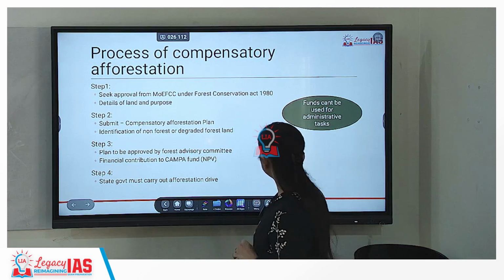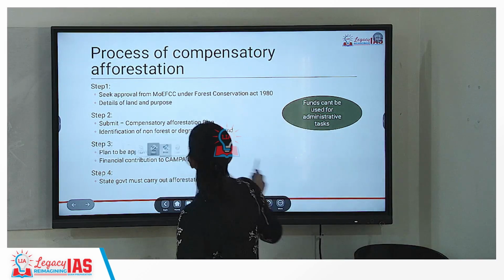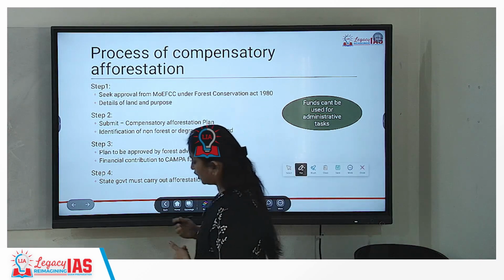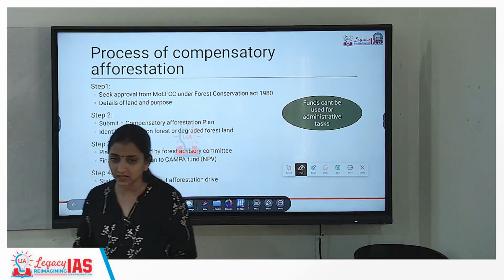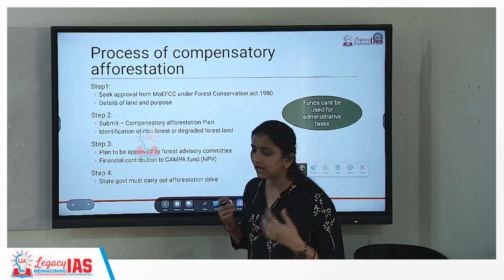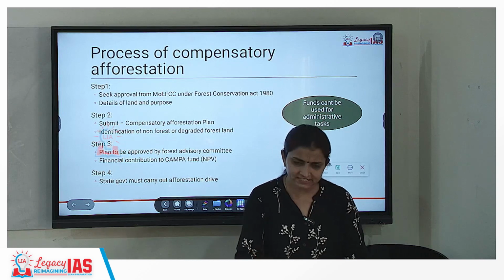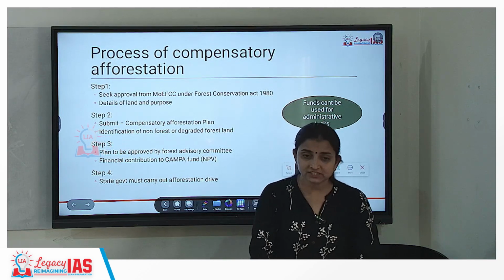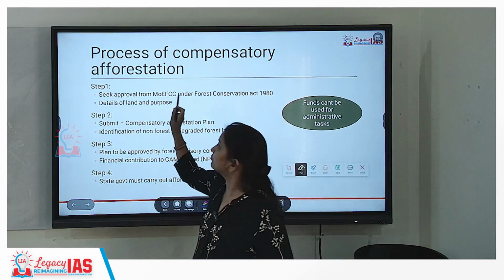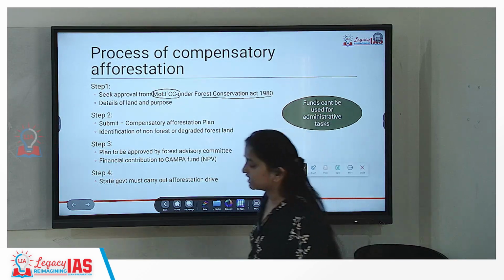Okay? Now, let us discuss the process of compensatory afforestation. So, step by step, what steps do we follow to carry out compensatory afforestation? Let us understand this. First, let us say I am an industrialist and I want to set up an industry of, let us say, leather. Okay? So, for this, first of all, I need to seek approval from the Ministry of Environment, Forest and Climate Change under the Forest Conservation Act of 1980.